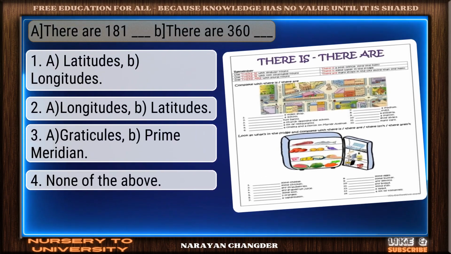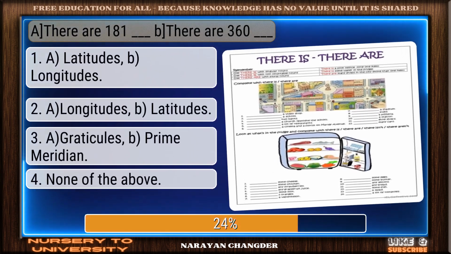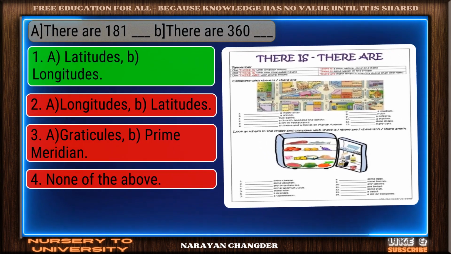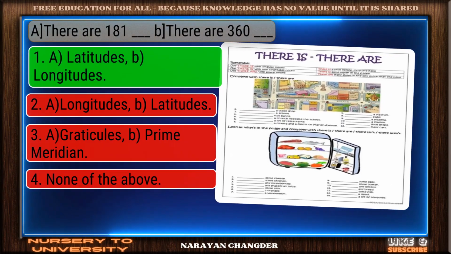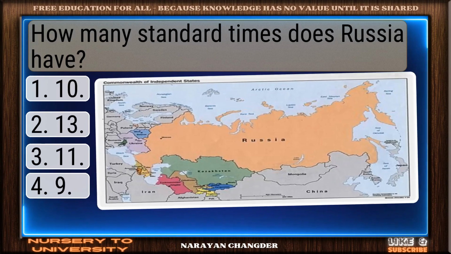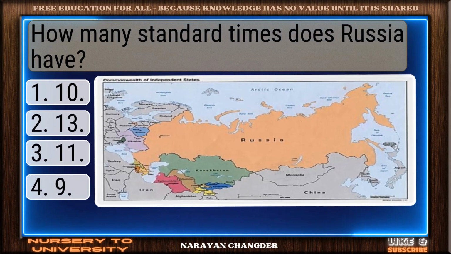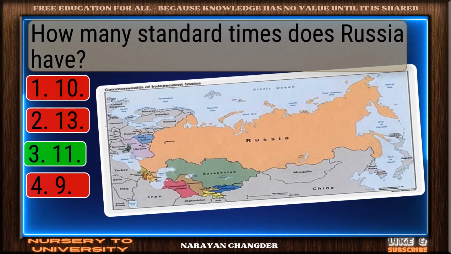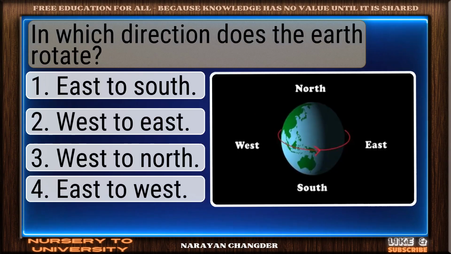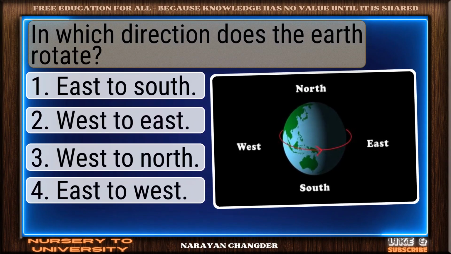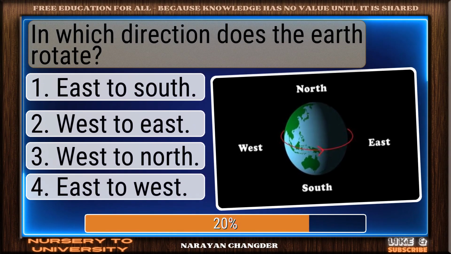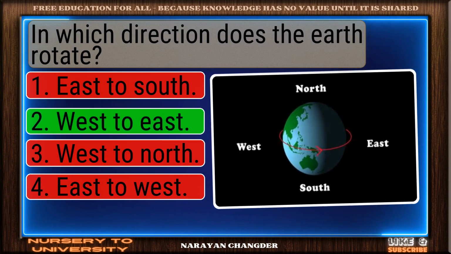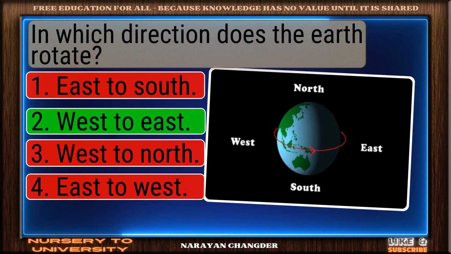A is 181, B is 360. Good thinking. A latitudes, B longitudes is the right answer. How many standard times does Russia have? Bravo. 11 is the answer. In which direction does the Earth rotate? Smart move. West to east is an accurate answer.